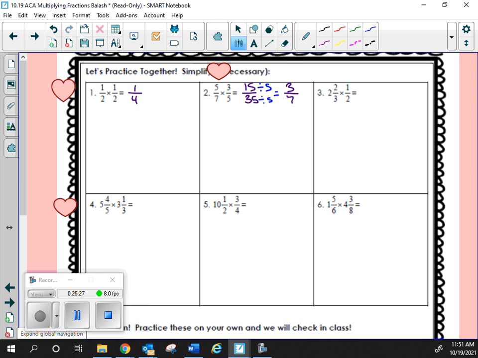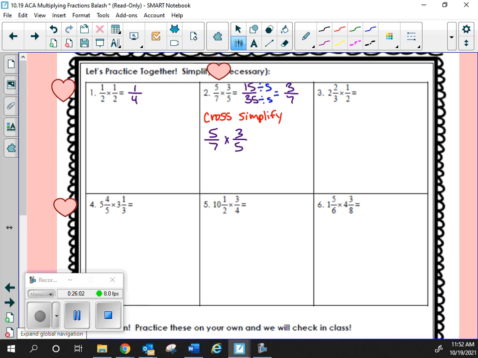Now, what I want you to do, below this problem, rewrite it. 5/7 times 3/5. Please rewrite it. I'm going to show you all a way to simplify before you even multiply. There is a way to simplify before we even multiply across, so that my numbers are smaller to begin with. What this is called is cross simplify.